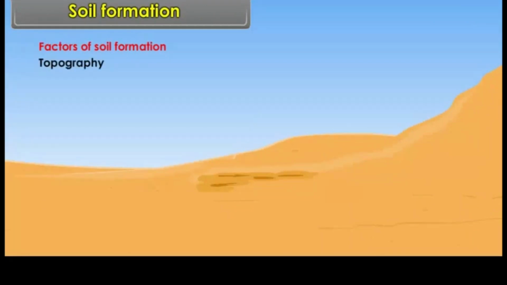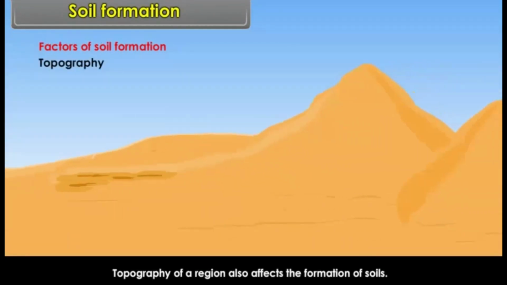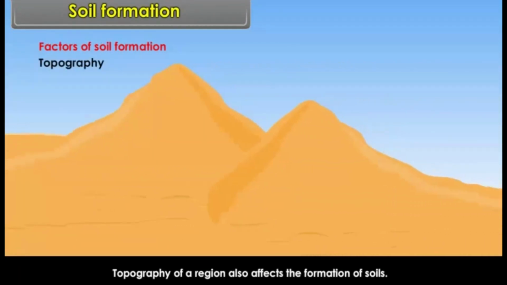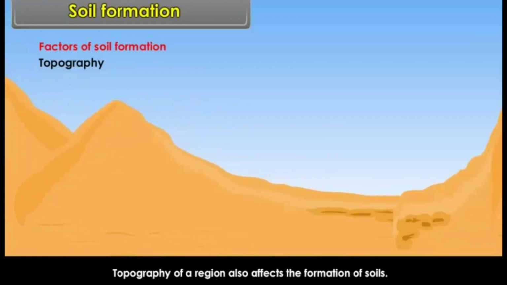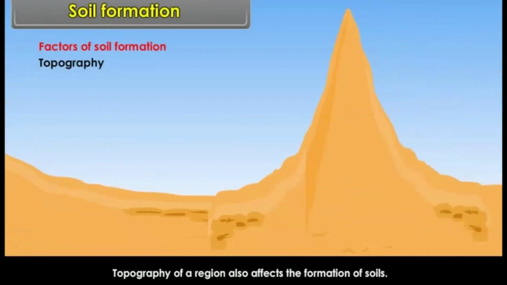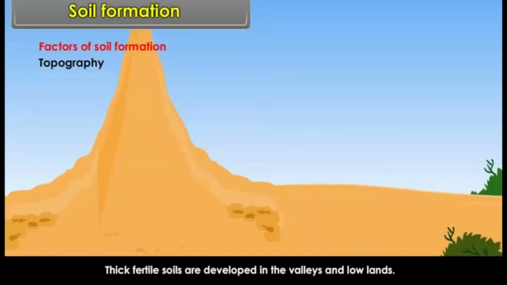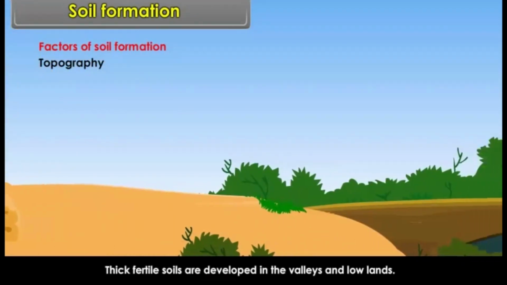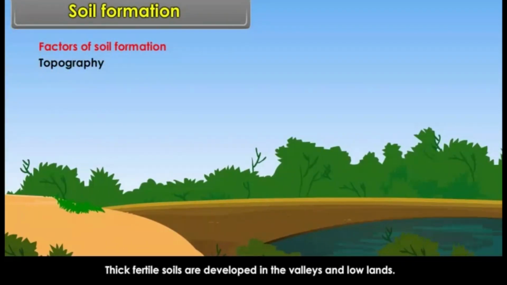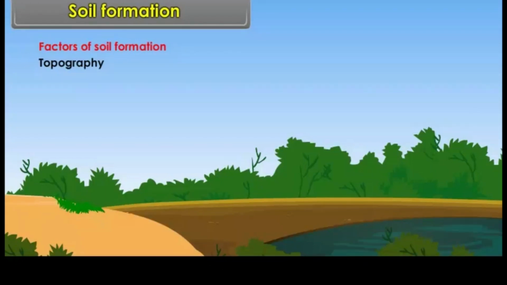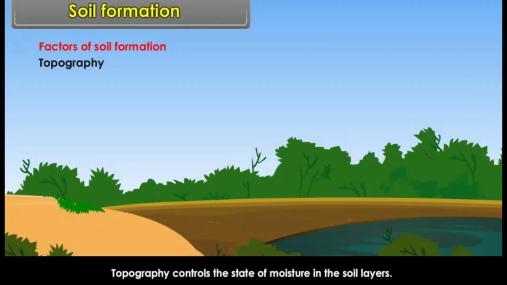Topography. Topography of a region also affects the formation of soils. Steep slopes usually have thin soil due to erosion. Thick fertile soils are developed in the valleys and lowlands. Topography controls the state of moisture in the soil layers.